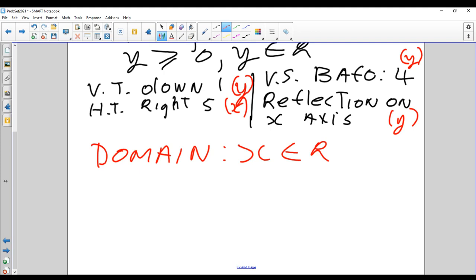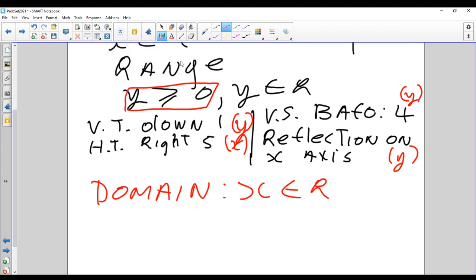Let's get to the range now. So this says reflection on the x-axis, down 1, and this thing here, vertical stretch by a factor of 4. So what are we going to do with our y? Here's what our y used to be. Our y used to be this. Y is greater than or equal to 0. What are we going to do with those y's? What are these various things that are going to affect the y's? Go ahead, please.